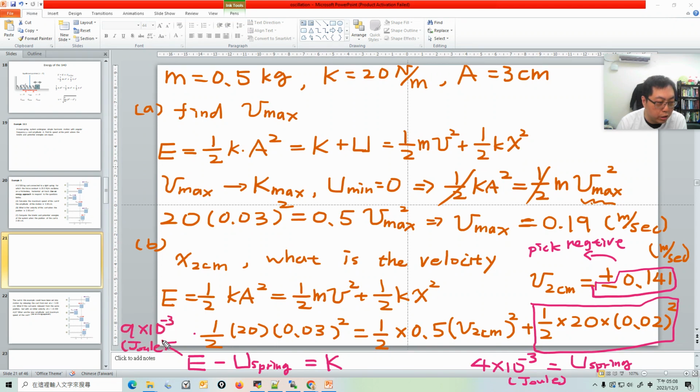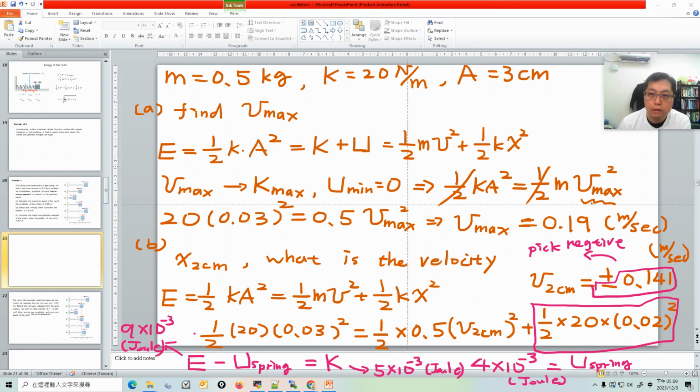So what's the kinetic energy? The kinetic energy is 5 times 10 to the power of minus 3 joule. I think that's the answer to problem C. So again, this uses the energy approach to do the calculation for a simple harmonic oscillator.